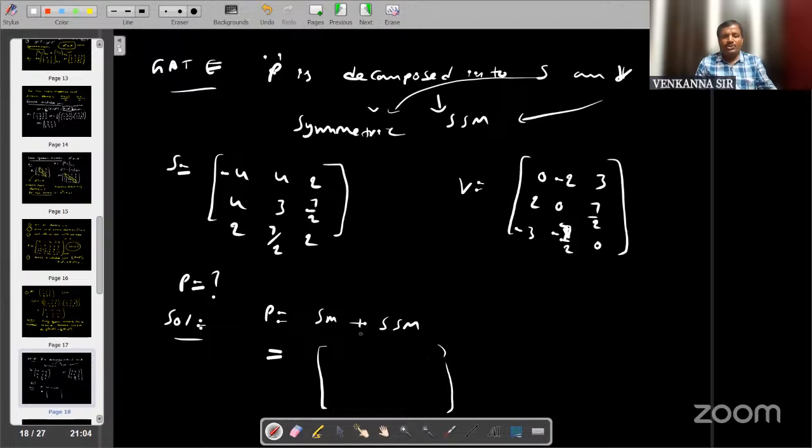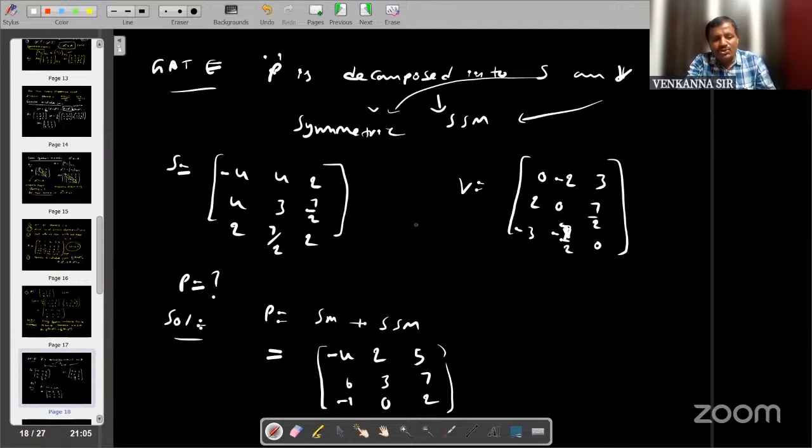Minus 4 plus 0, it's a minus 4. 4 minus 2, it is a 2. 2 plus 3, 5. 4 plus 2, 6, 3, it's a 7. 7 by 2 plus 7 by 2, minus 1, 2 minus 3, and it is a 0 and 2. That is the P matrix. P is decomposed into the symmetric and skew symmetric. So this is the previous GATE question. You can apply easily.